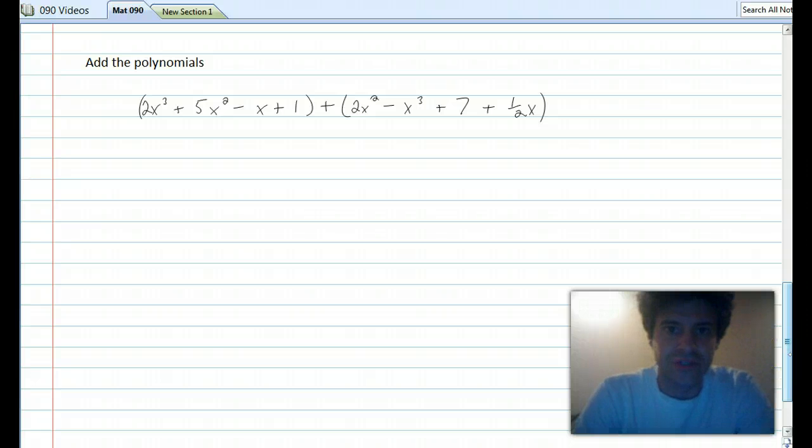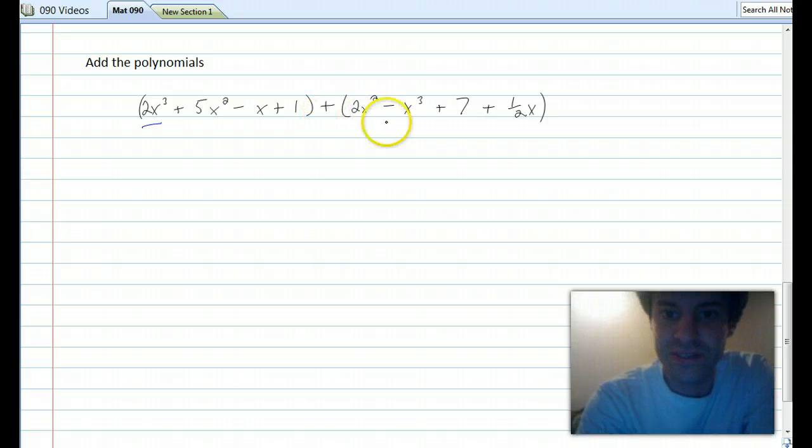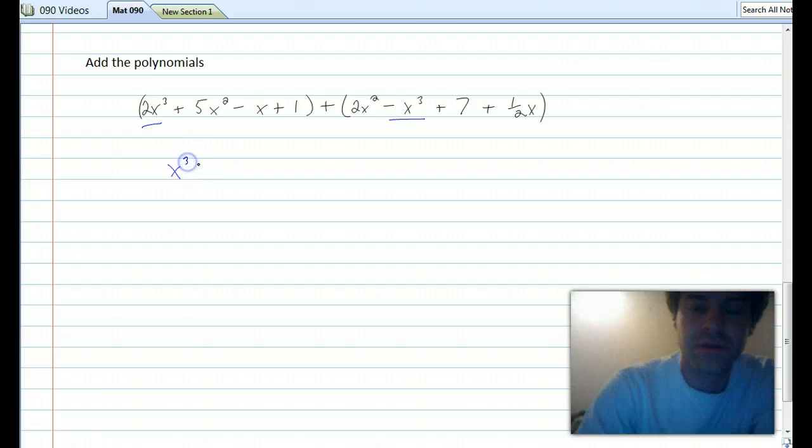Now that we know about like terms, let's try adding these 2 polynomials. The key to adding these 2 polynomials is finding the like terms. Let's start with the highest power terms. Let's start with the x cubed terms in this example. I see 2x cubed plus a negative x cubed. That's a 2x cubed minus 1x cubed. And that's just going to leave us with 2 minus 1 is 1x cubed.